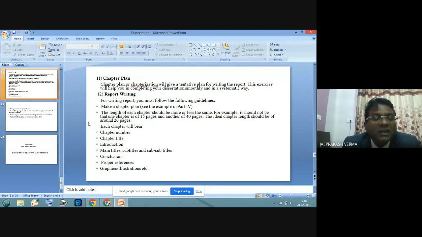illustrations, etc. So these are the basic things which must be kept in mind when you are writing a report, and in between you must consult with your supervisor, your research guide, and he or she may suggest some additional information related to the dissertation.